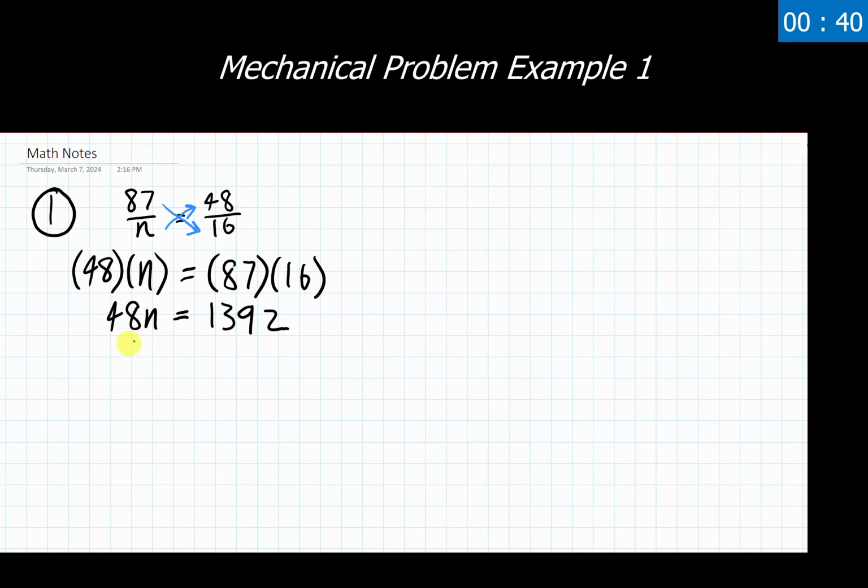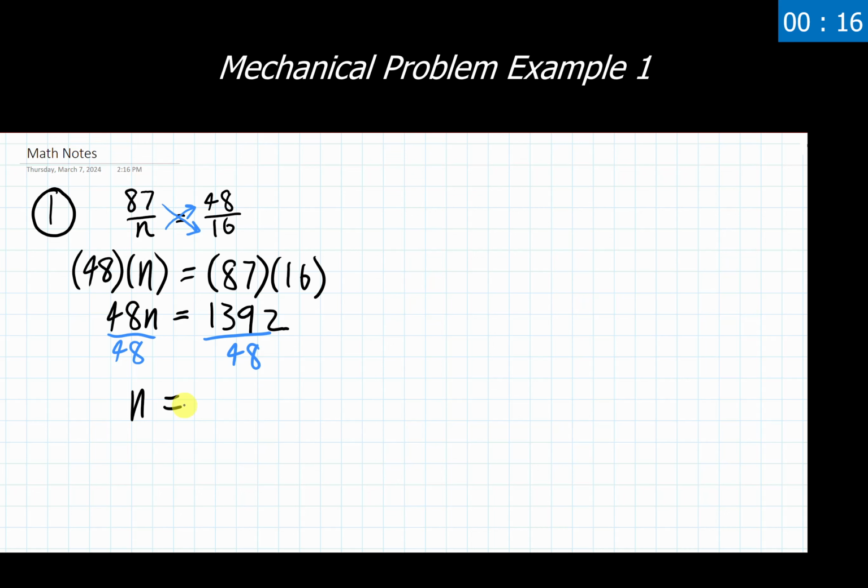So I have 48n is equal to 1,392. And now, because this fraction is gone, I can solve this like I would normally, like we did earlier in the Chapter 2 problems. So I can divide both sides by 48. And I don't know what this number is off the top of my head, so again, I'm going to apply the calculator.